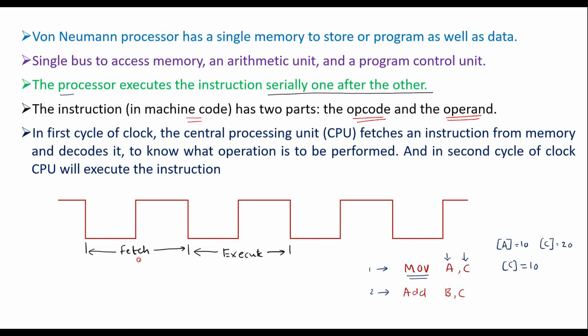So in the first cycle, fetching takes place. In the second cycle, execution takes place. Now in the third cycle, add will be fetched by the processor. In this case, the add instruction will add the content of B with the content of C, and the result will be stored back into C. That is, the content of B will be added with the content of C and the result will be stored back into C. This is how the fetching and execution operations take place in von Neumann architecture.